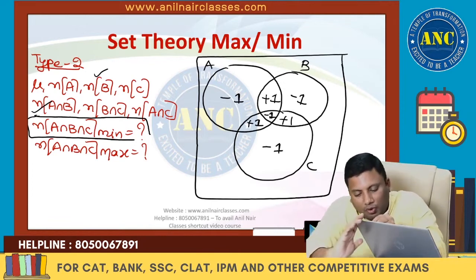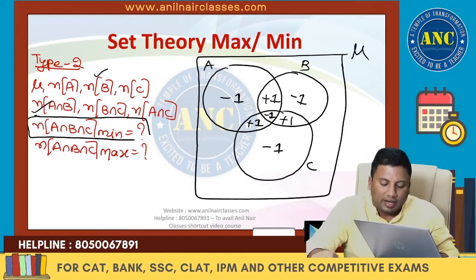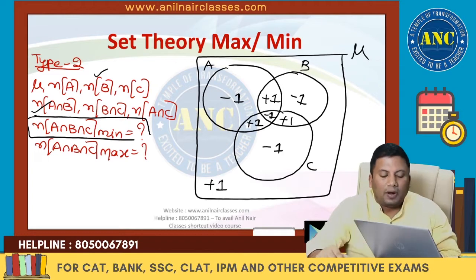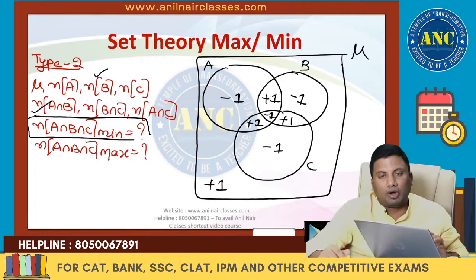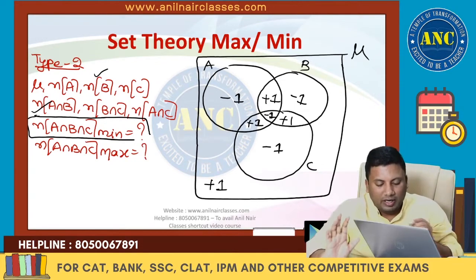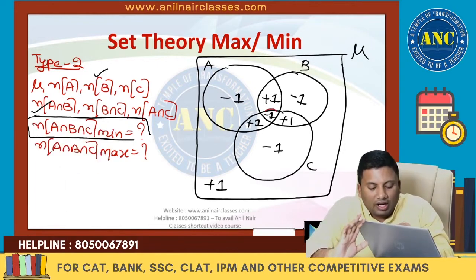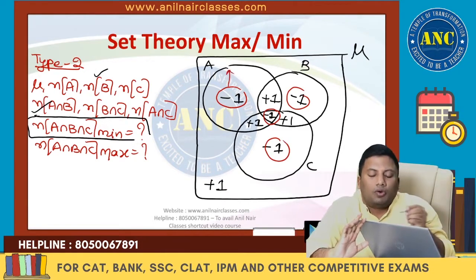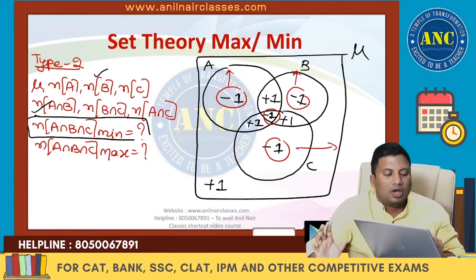So total mu value is also given. There are 4 negatives and 3 positives, so it will be plus 1. Why? Because minus 1, minus 1, minus 1, minus 1, minus 4, plus 4, it is 0. That means if this portion is minus 1, what are the other values which I am getting? Minus 1, minus 1, minus 1, minus 1. What is this portion? Only A. What is this portion? Only B. What is this portion? Only C.